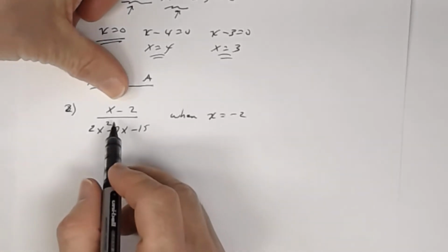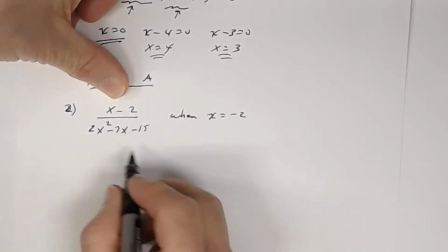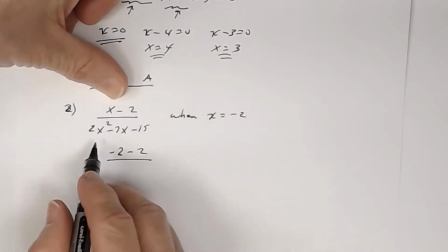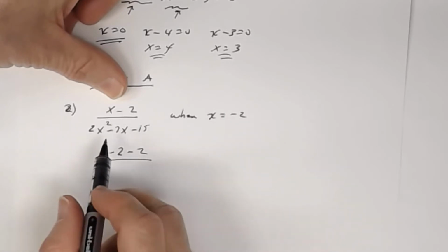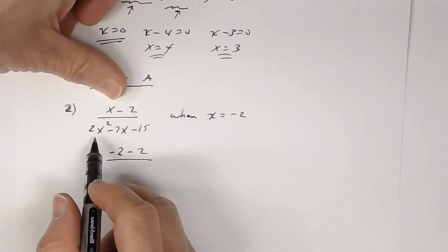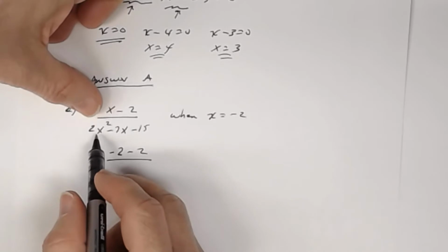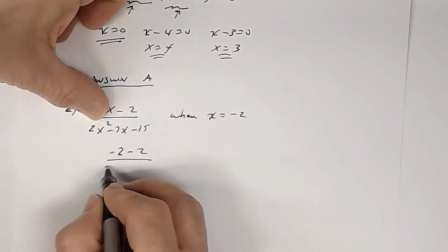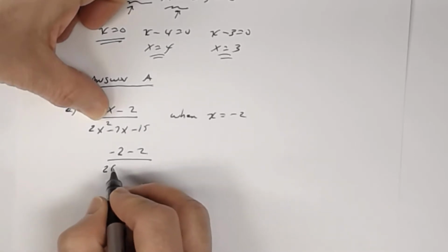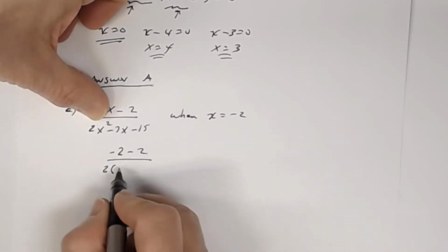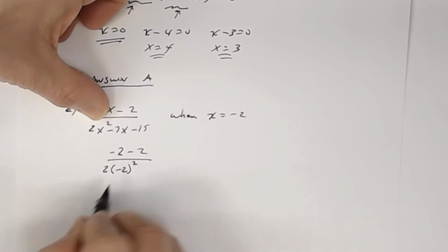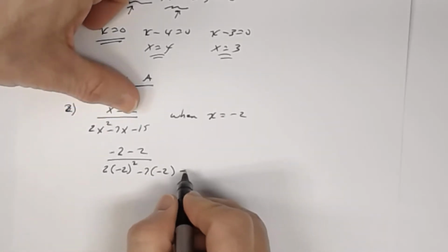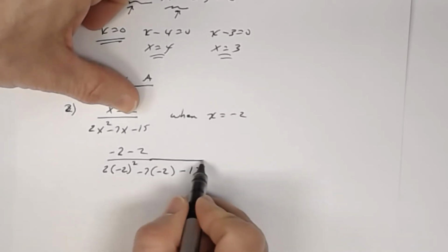In the numerator, I get negative 2 minus 2. In the denominator, you have to be careful. Make sure you use parentheses where appropriate so you don't get the wrong answer. I get 2 times, in parentheses because x is negative and you're squaring that, minus 7 times negative 2, which I also put in parentheses, and then minus 15. I'm going to make sure I extend this division symbol.